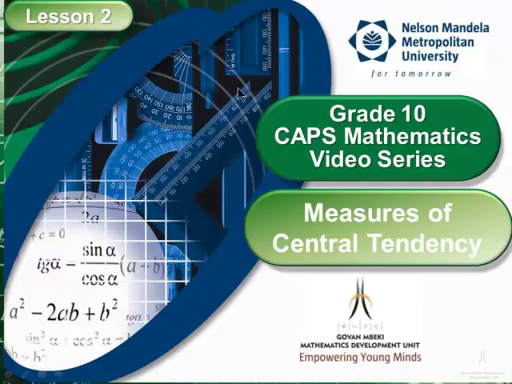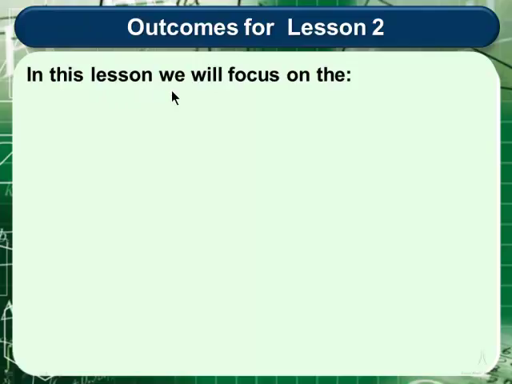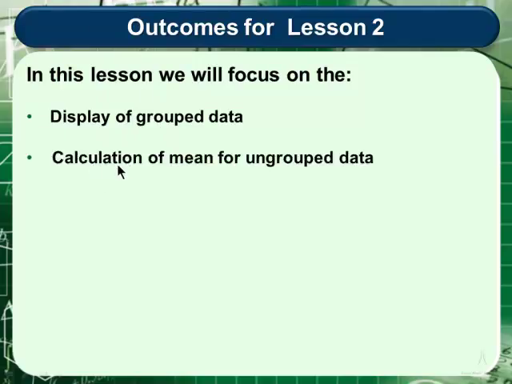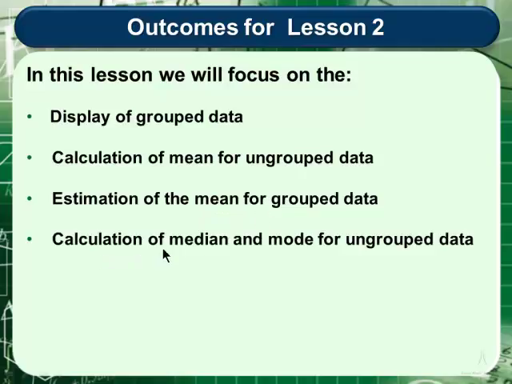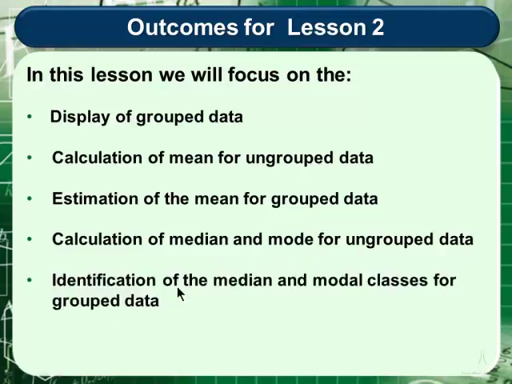In lesson 2, the focus is on measures of central tendency. The outcomes for lesson 2: in this lesson, we will focus on the display of group data, the calculation of the mean for ungrouped data, estimation of the mean for group data, the calculation of the median and mode for ungrouped data, and identification of the median and modal classes for group data.